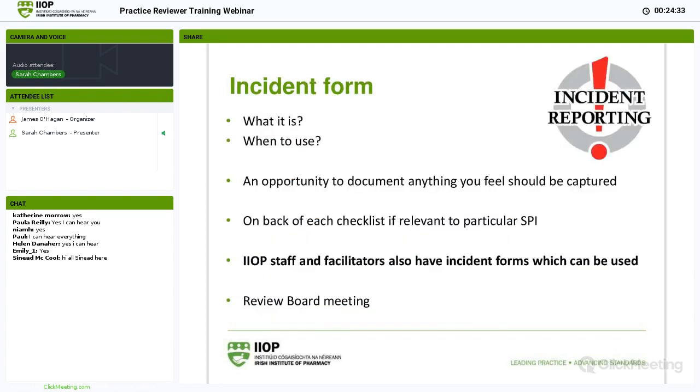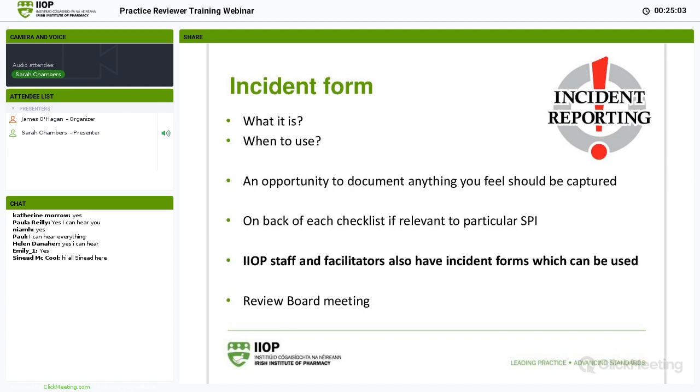So I mentioned this earlier, and I just want to come back to it because it is important that you know where and when these should be used. So the incident form is there for you to document anything that you feel should be captured, anything you think may have a bearing on a participant's performance on the day. So on the back of each checklist, there is an incident form. So maybe if the incident is particularly relevant to your SPI, that can be a good place to document it.